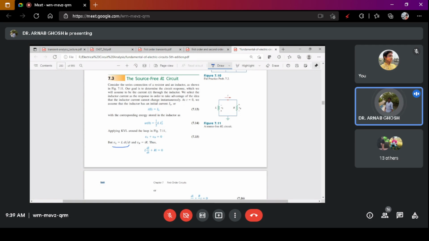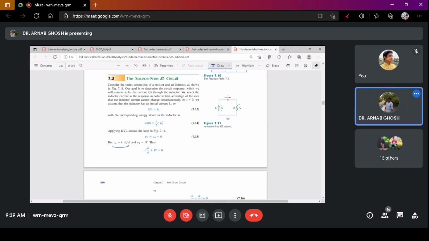And what is the voltage developed across the resistance? That is i into R. So we are taking a first order circuit. When I am talking about a first order circuit, I am discussing a circuit which consists of only one storing element.